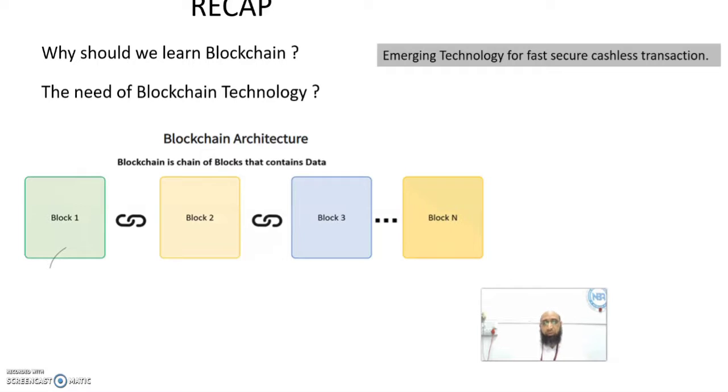So in the last class, we also learned about the blockchain architecture. So you are seeing that different blocks are there. Blockchain is a chain of blocks that contains the data. So the data is distributed among different blocks.